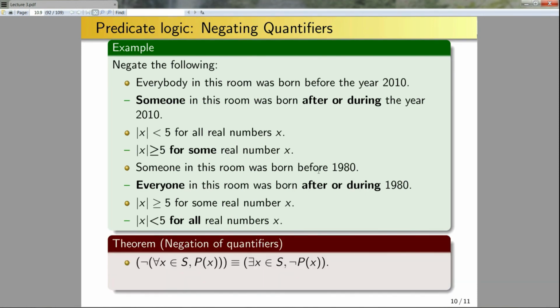The answer is yes, and here's how we do it. So the negation of for all x in S, P of x, is the statement there exists an x in S such that not P of x.